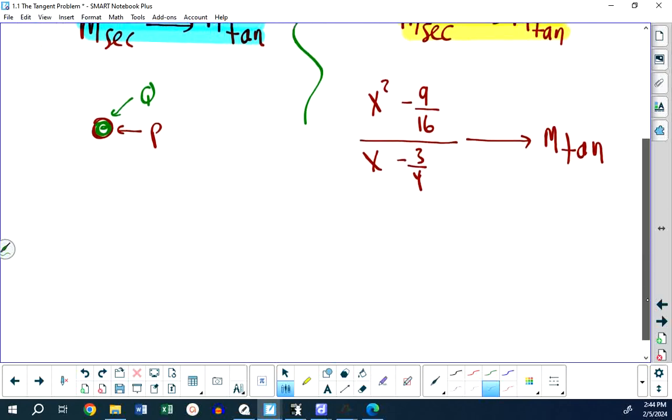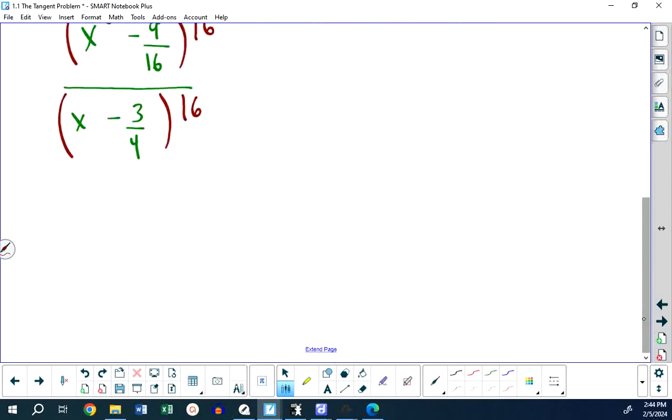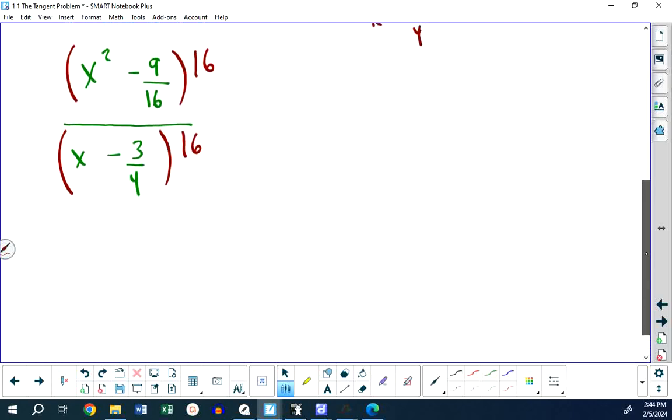But what if we cleaned this up? What if I said, you know what, I'm going to multiply top and bottom by 16. Now, by the way, we used 16 in the equation as well, and I don't believe it's a coincidence. There's 16s involved in this. But I do that. I'm just playing around with this, and I get 16x squared minus 9 over 16x minus what I believe is 12. Can you double check my multiplication there?